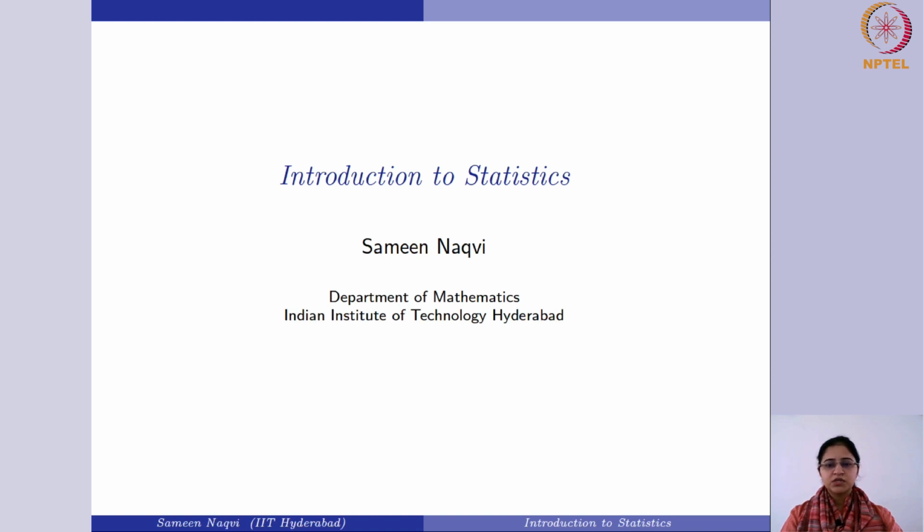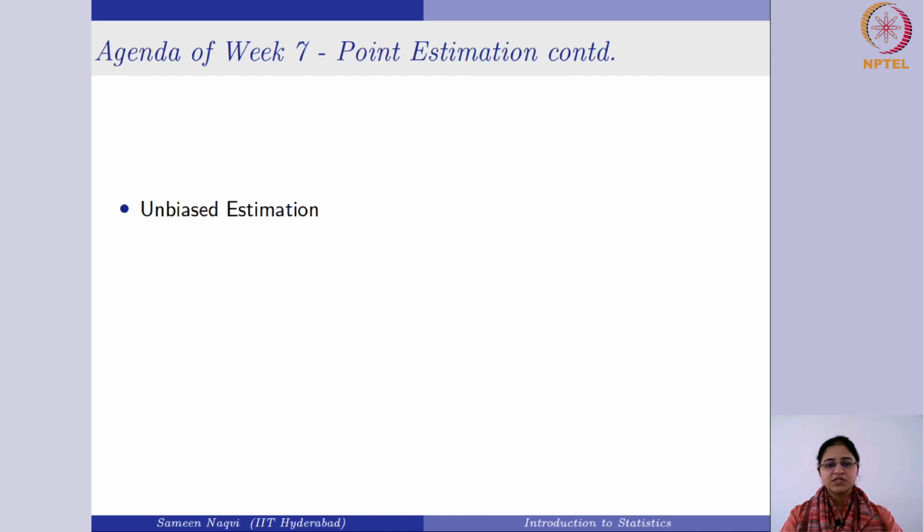Now, in this week, it is important to see whether the estimators that you obtained by using those two methods have certain properties or not. In order to do that, the simplest property that we are going to study this week is unbiased estimation, which basically means that we are going to see whether the estimators that we obtained in the previous week were unbiased or not.